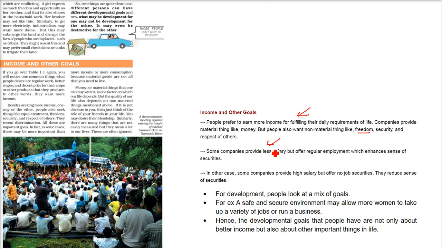It may happen that somebody may get a job in some company that provides less salary, but it may offer regular employment, like a government employer, or like working in, say, Reliance or Tata.